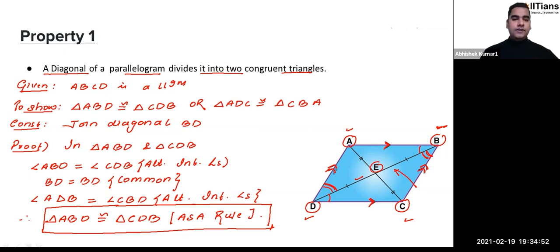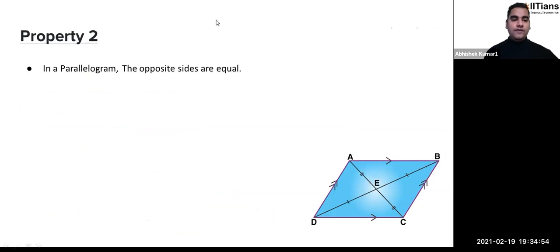Okay, so check out the next theorem or the next property we have. What does this property say, or this theorem say? It says in a parallelogram, the opposite sides are equal. So we have to show that opposite sides that we have here are equal. So to show that AB is equal to DC, and you have to show DA equals CB. You have to show these two parts.